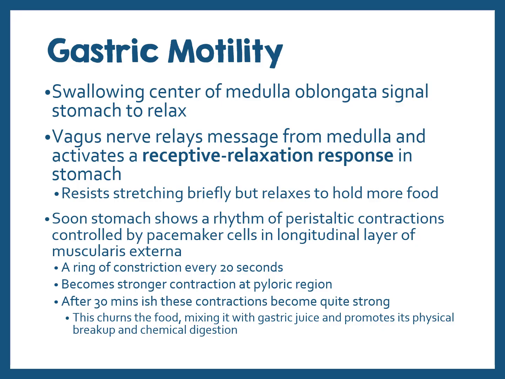The contraction happening in all three of these muscle layers is going to churn the food, and that churning is going to physically break it down. It's also going to increase the surface area, mixing that food with the gastric juices, and that's going to promote the chemical digestion along with that physical breakup of the food.